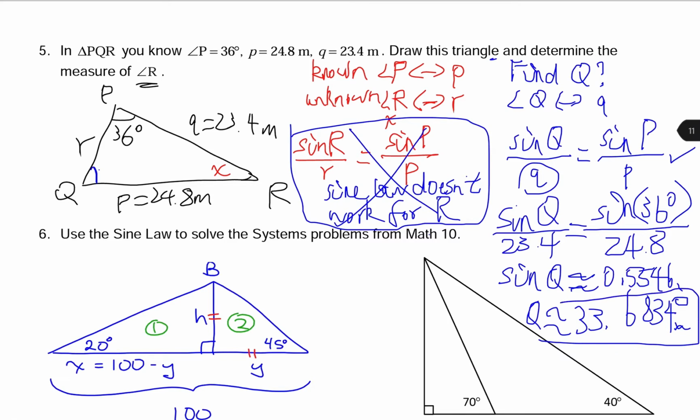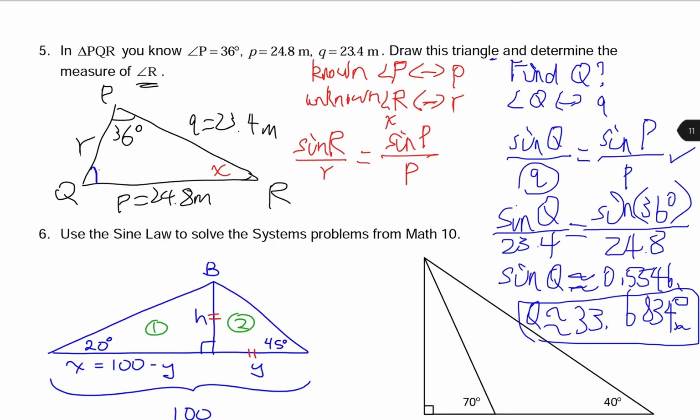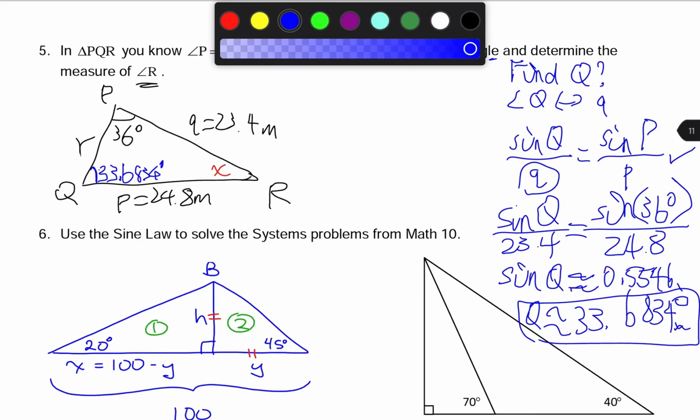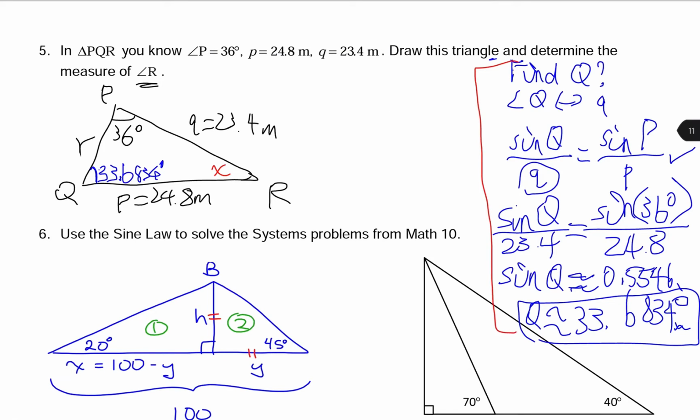So we found Q. But remember, we're not looking for Q. We're looking for R. So how can we find R? Now to find R, we know Q. Maybe we should write it in: 33.6834 degrees. Hey, wait a second. Don't the angles inside a triangle add up to 180? That's right. Even though we didn't get our answer right away, we can use Q to find R.